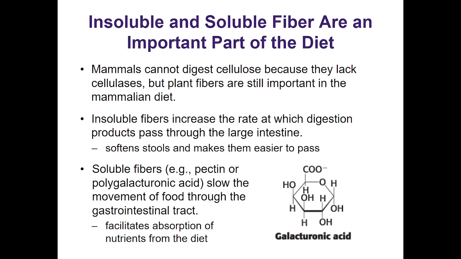The soluble fibers, on the other hand, like pectin or polygalacturonic acid, are going to slow the movement of food through the gastrointestinal tract. This is going to facilitate absorption of nutrients from the diet.